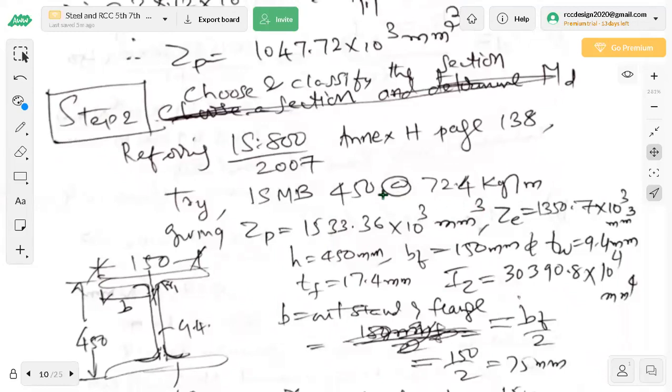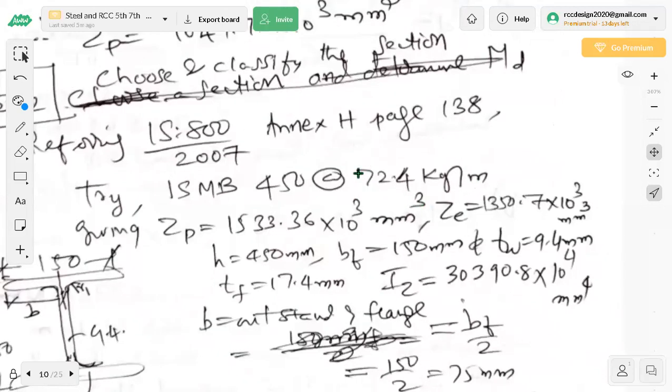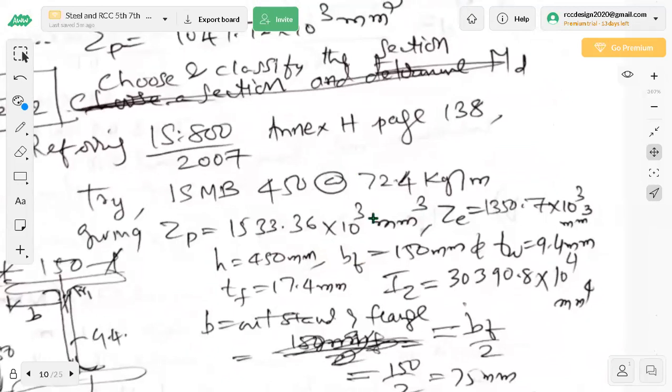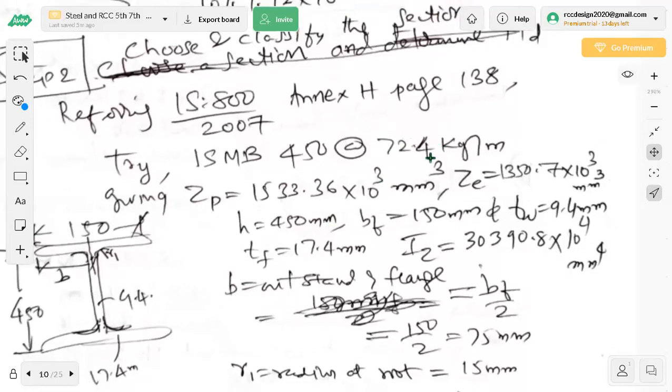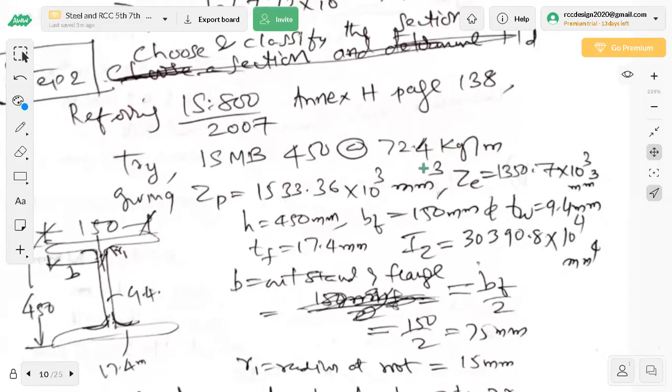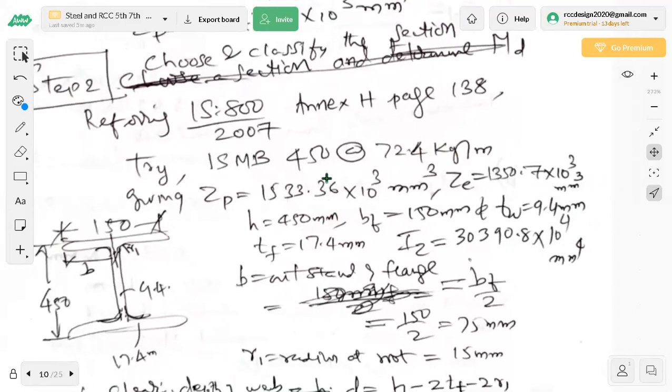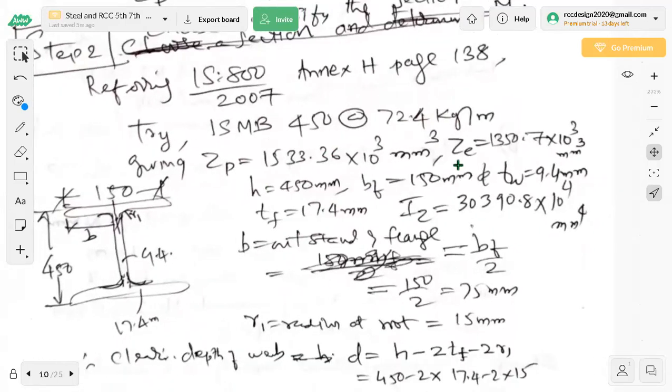Now observe here. I assumed 0.8 as the dead weight initially in the first step of the design. Here it is 0.724, so there is no problem. The assumed dead weight was 0.8, which is slightly higher. From that higher value only, the bending moment was calculated. It means you are on the safer side. So now this is 0.724 kN per meter. Now ZP is 1533.36.